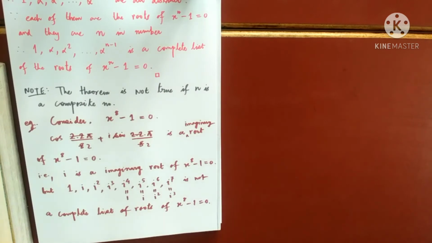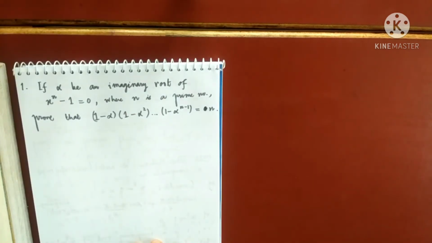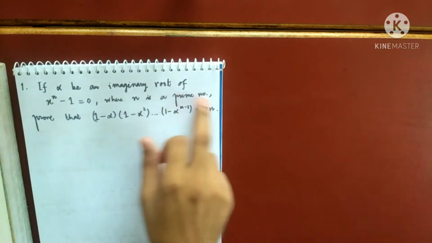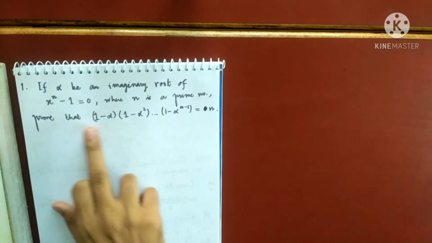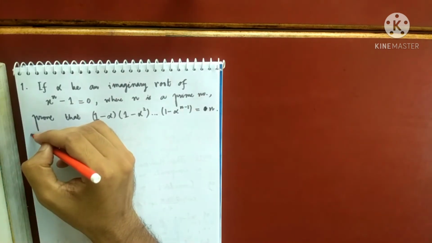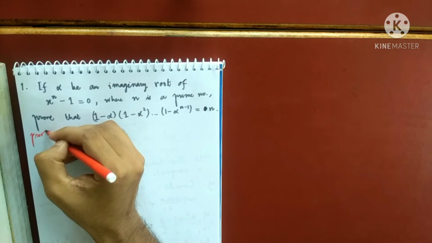Okay. So here is the first question. If alpha is an imaginary root of this equation, where n is a prime number, prove that (1 minus alpha)(1 minus alpha square)... (1 minus alpha to the power n minus 1) is nothing but n. So the proof goes like this. Now the solution goes like this.